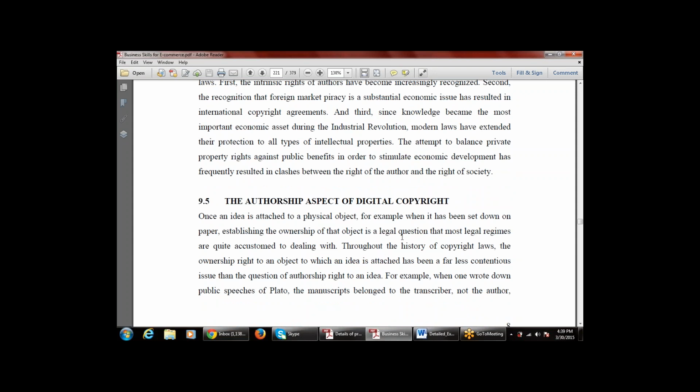First of all, the idea has been generated. Then once the idea is attached to the physical object, we can apply the digital copyright to the physical object. Then establishing the ownership of the object is a legal question, that is, who is the owner of the object. That is also a legal question.